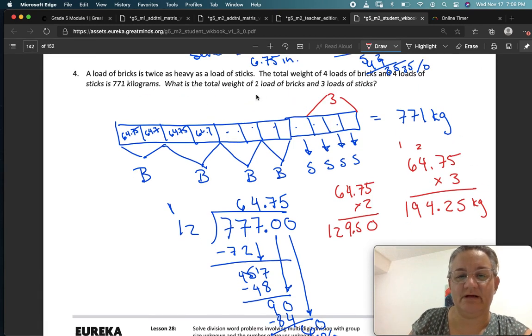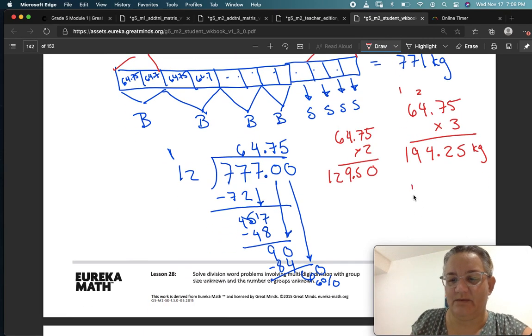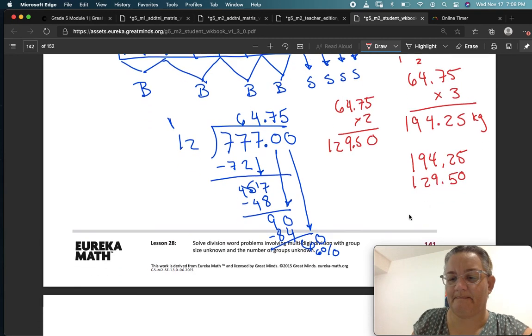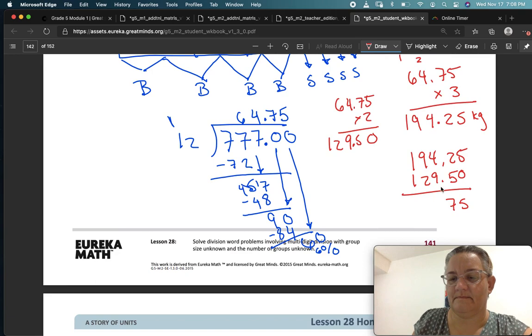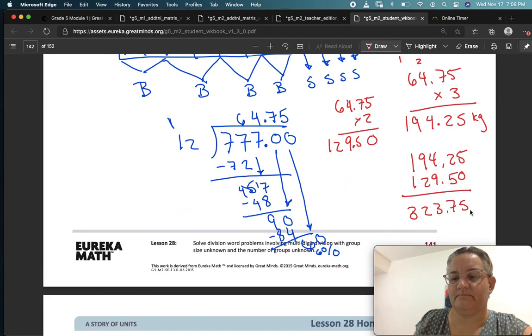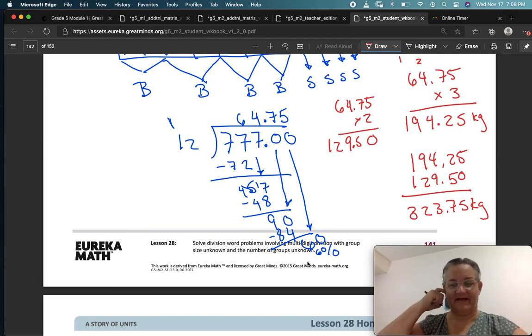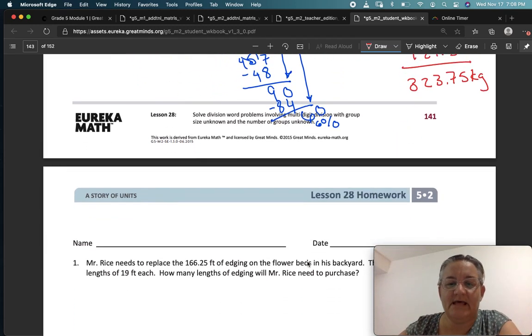So what is the total of, so here's my 1 brick, right? So now I'm going to add 194.25 plus 129.50. Okay, and my answer is 323.75 kilograms. Okay. And there's your homework.